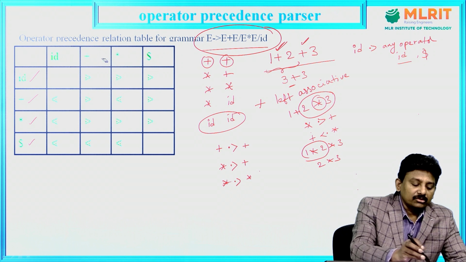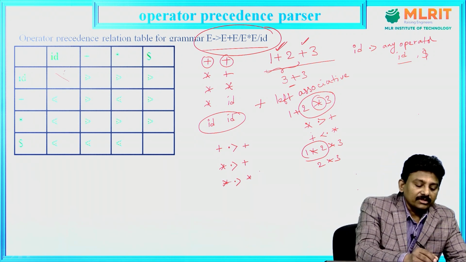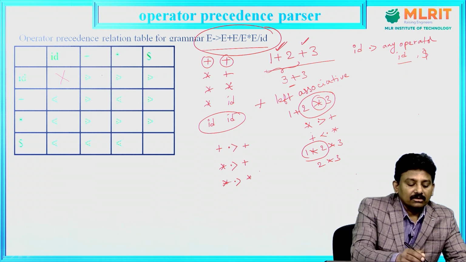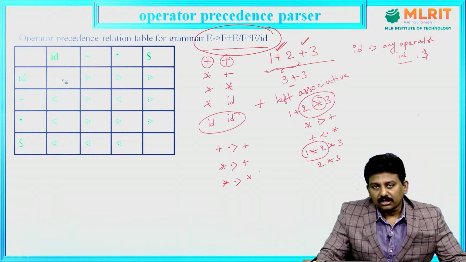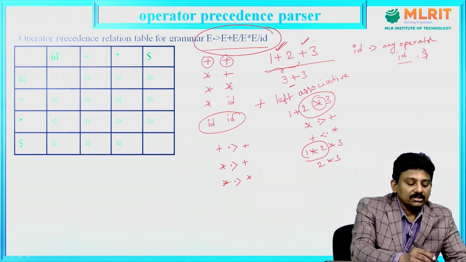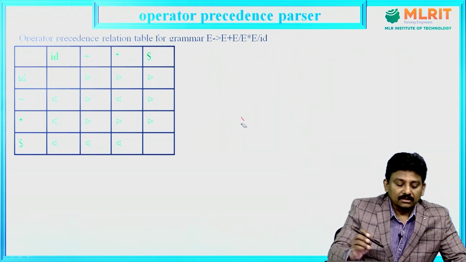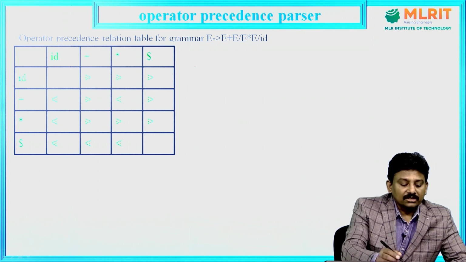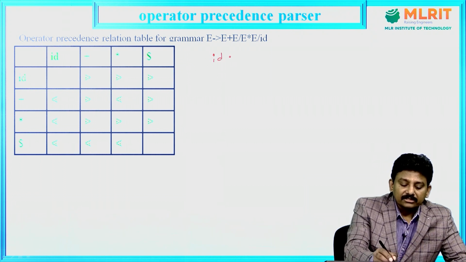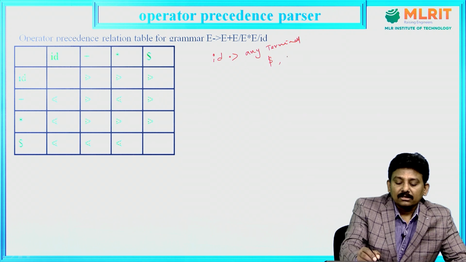Now we have to show the relationship between the terminals. There is no relationship between identifier and identifier. In the row identifier, column identifier, there is no relationship, because no two non-terminals occur adjacent. So write the relationship table. Between ID and ID there is no relationship, and identifier has more precedence than any terminal or dollar or operator.